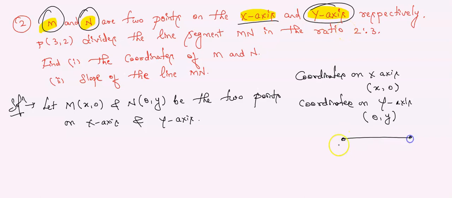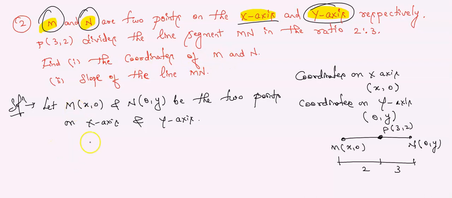So this is the point M and this is the point N. The coordinates of M we just got are (x, 0). Coordinates of N are (0, y). And P is the point (3, 2), which is dividing the line MN in the ratio 2:3. Now we have to find the actual coordinates of M and N.